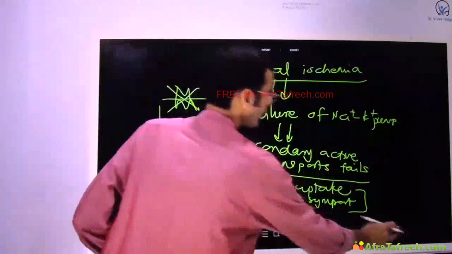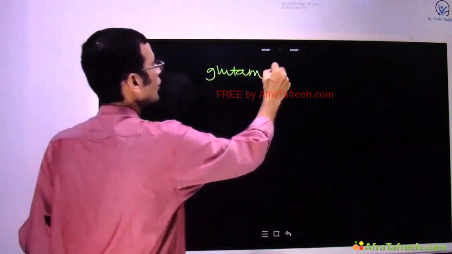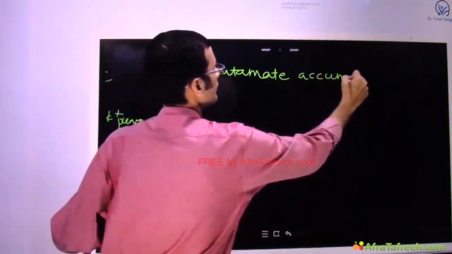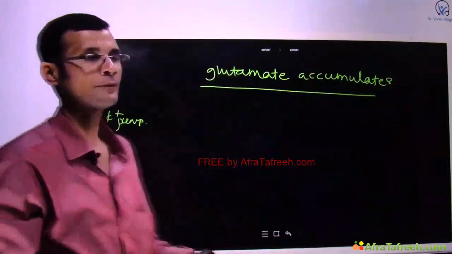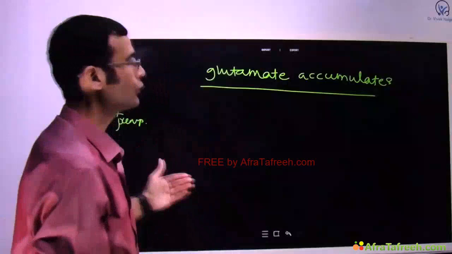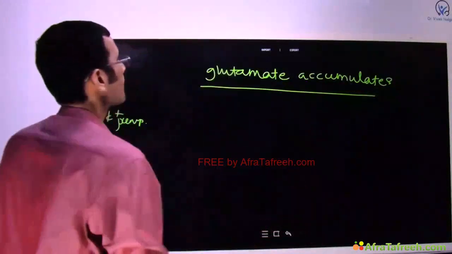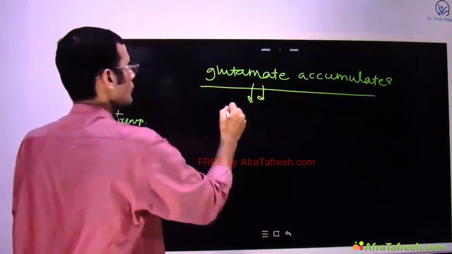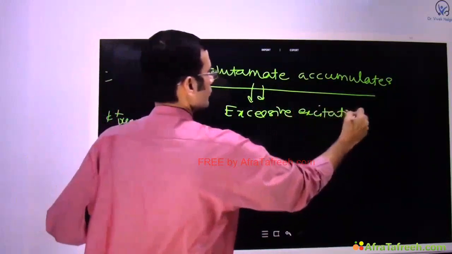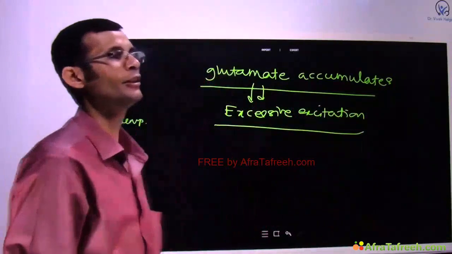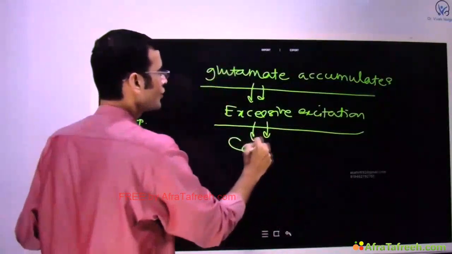That means glutamate reuptake fails, which means glutamate will accumulate in the synapses, in the nearby regions. It could not be cleared because the transport process has failed, and glutamate then will cause an excessive excitation of the neighboring neurons. Excessive excitation would mean that there would be excessive calcium influx.